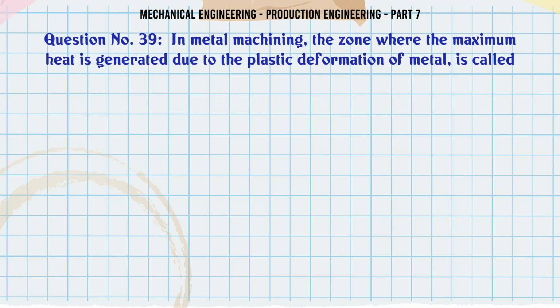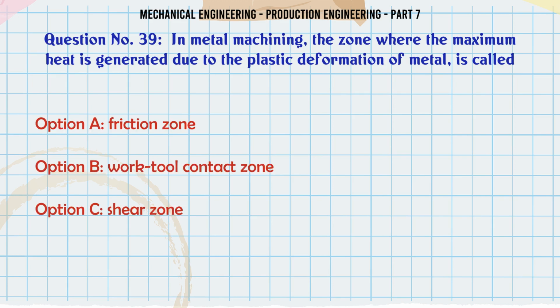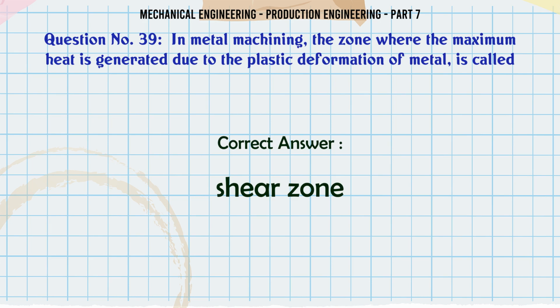In metal machining, the zone where the maximum heat is generated due to the plastic deformation of metal is called: A. Friction zone, B. Work tool contact zone, C. Shear zone, D. None of these. The correct answer is shear zone.